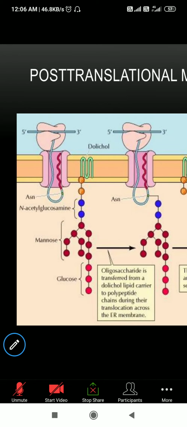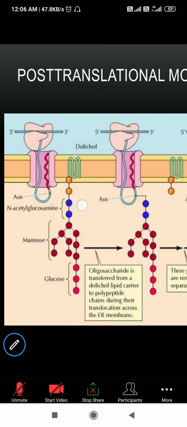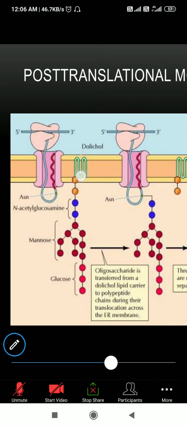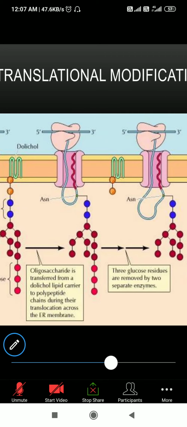As they are translocated into the endoplasmic reticulum, the oligosaccharide is synthesized on the lipid dolichol carrier anchored in the endoplasmic reticulum membrane. A membrane-bound enzyme called oligosaccharide transferase transfers it.